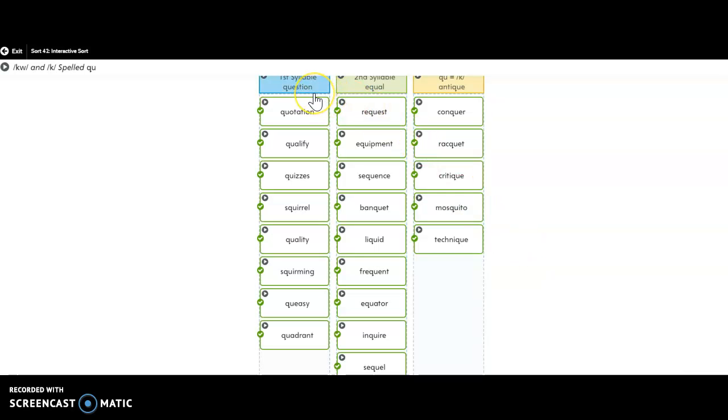All right, so just once again to review, we have words here where the QU is in the first syllable, making the kwa sound. And pay attention to the shape of your lips. Kwa. You'll make that same W shape for these words. This set of words here has the QU in the second syllable, and once again, it's making the kwa sound. Lastly, these words have a QU, but it doesn't make the kwa sound, it just makes a k sound. Conquer, racket, critique, mosquito, technique.